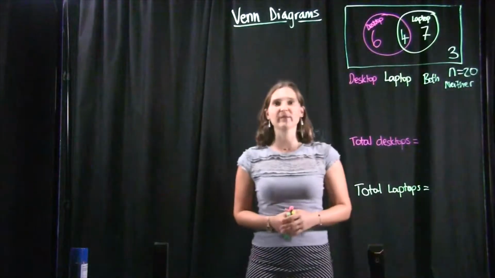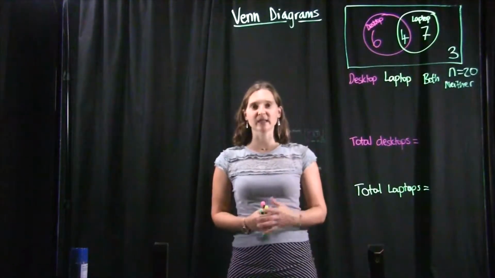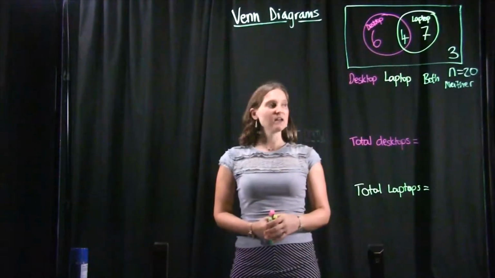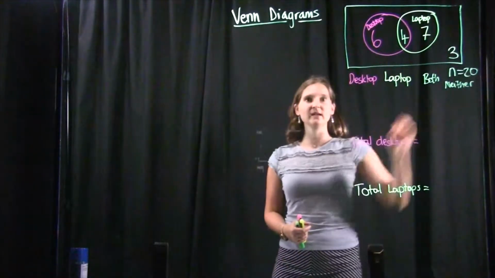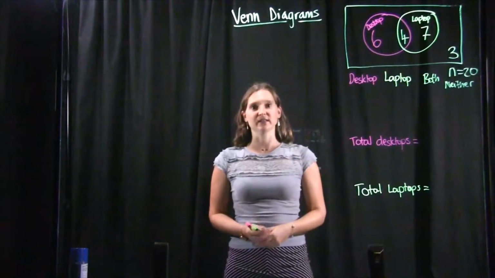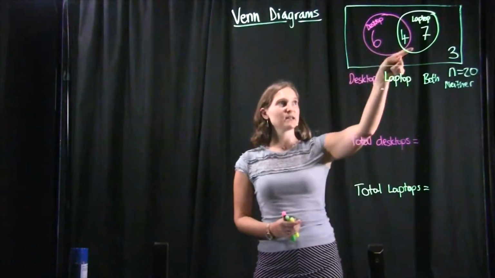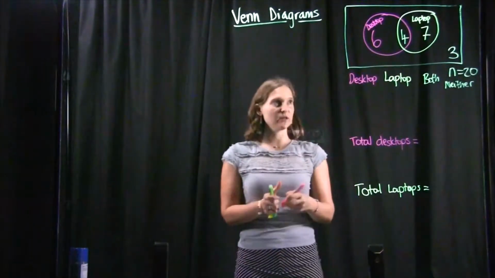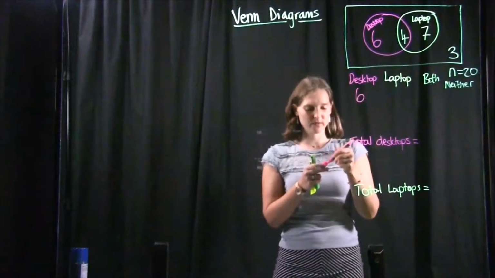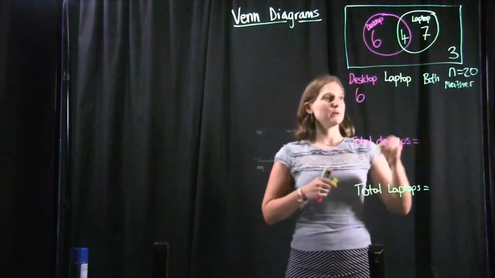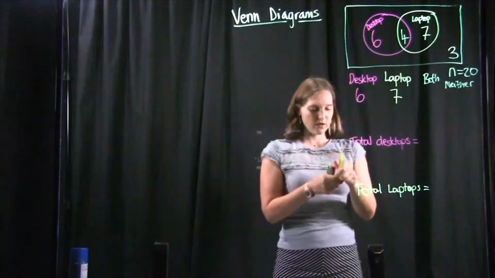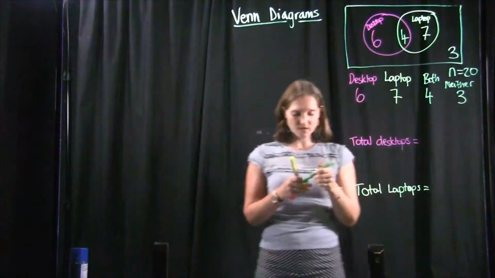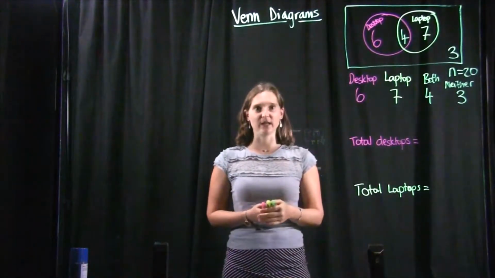We're now going to step up the complexity a little bit with our Venn diagrams and interrogate some new data. So I've got an example for you up here. A class of 20, as we can see here, were surveyed about their devices. They were asked whether they had a desktop, a laptop, or both. And we can see that 6 people had a desktop, 7 people had a laptop, 4 people had both, and 3 people had neither. So that's our data that we're going to be working with here.